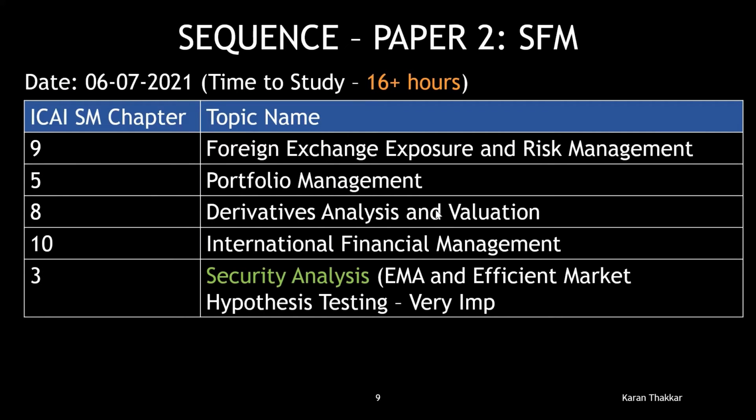On 6th, you should target to effectively study for at least say 16 hours. If you have anything left to be completed from M&A, do that first and start with chapter 9 Forex. Post that, do chapter 5 portfolio management, and then chapter 8, which is derivatives. Follow it up with chapter 10, which is international financial management, and at the end of the day you do chapter 3, that is security analysis.